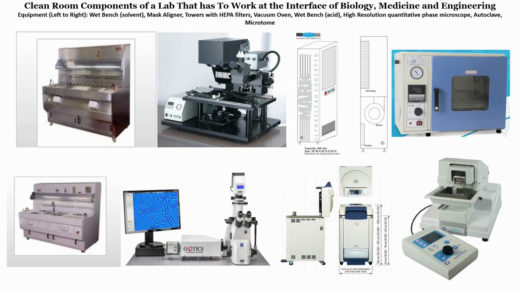We are now looking at another set of equipment. Going from the top left, the first one is a wet bench for solvents. Acid bench and solvent bench are different, followed by a mask aligner. Then we have towers with HEPA filters. Like I said, these towers can be placed into the laboratory to bring the environment down to class 10,000, depending on how many towers we bring in, and these are high efficiency particulate air filters, which are HEPA filters, installed into these towers. Followed by a vacuum oven, then a wet bench, a high resolution quantitative phase microscope, an autoclave, and a microtome.